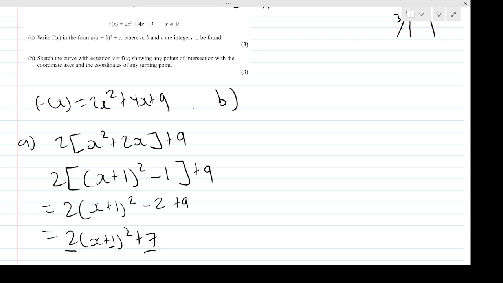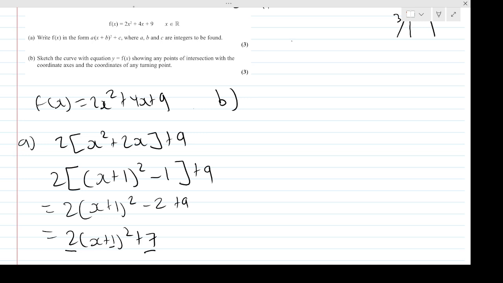Part B then, it's asking us basically to sketch the curve, showing any points of intersection with the coordinate axes, so that's x and y. So again, any points where it crosses the x and the y axis, like here, here, and here, and the coordinates of the turning point. First of all, we can do the turning point.